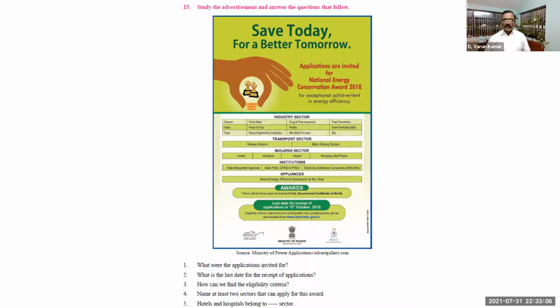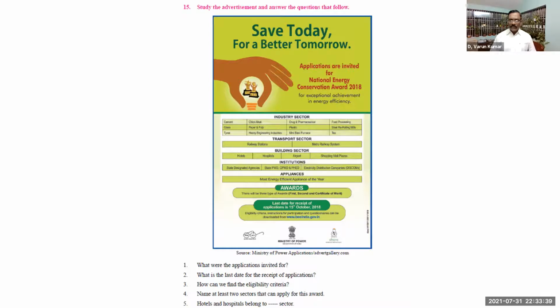How can we find the eligibility criteria? So what are the eligibility criteria? It is very clearly given here. So for exceptional achievement in energy efficiency. So that is the main criteria. That is the main eligibility criteria. Name at least two sectors that can apply for this award. Any two sectors: industry sector, transport sector, building sector, institutions, appliances. So there are many, write at least two sectors here.